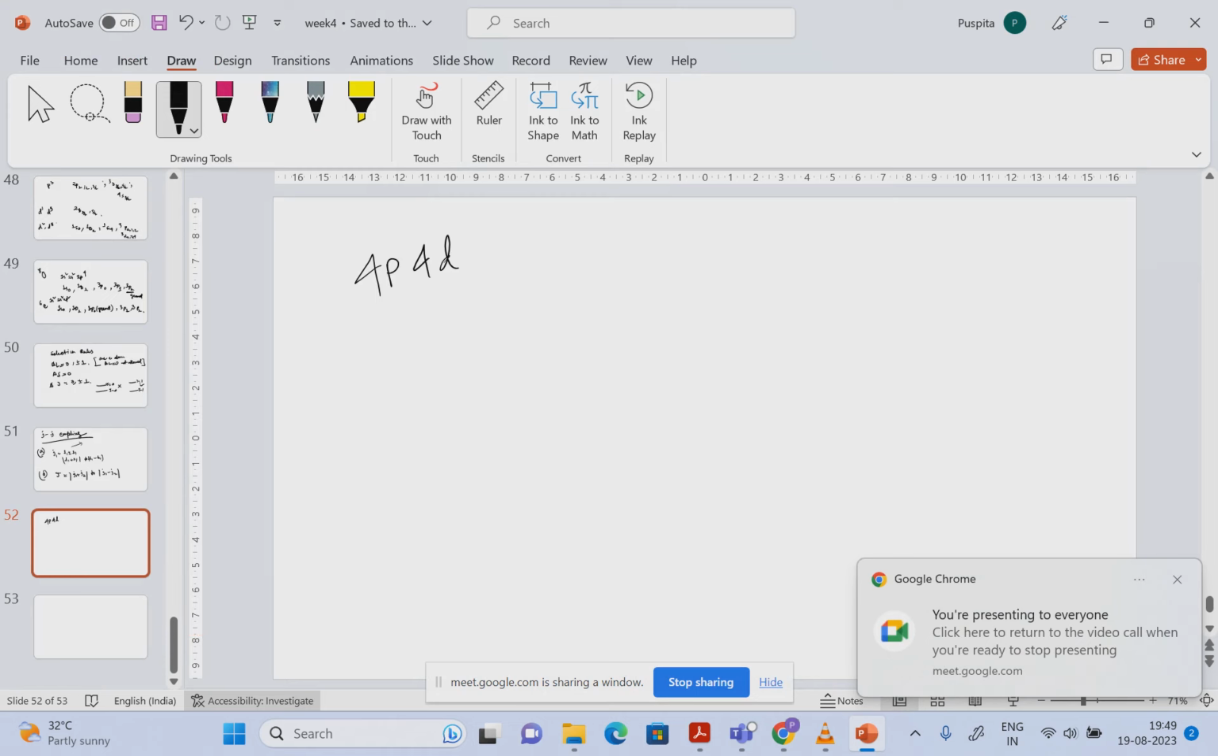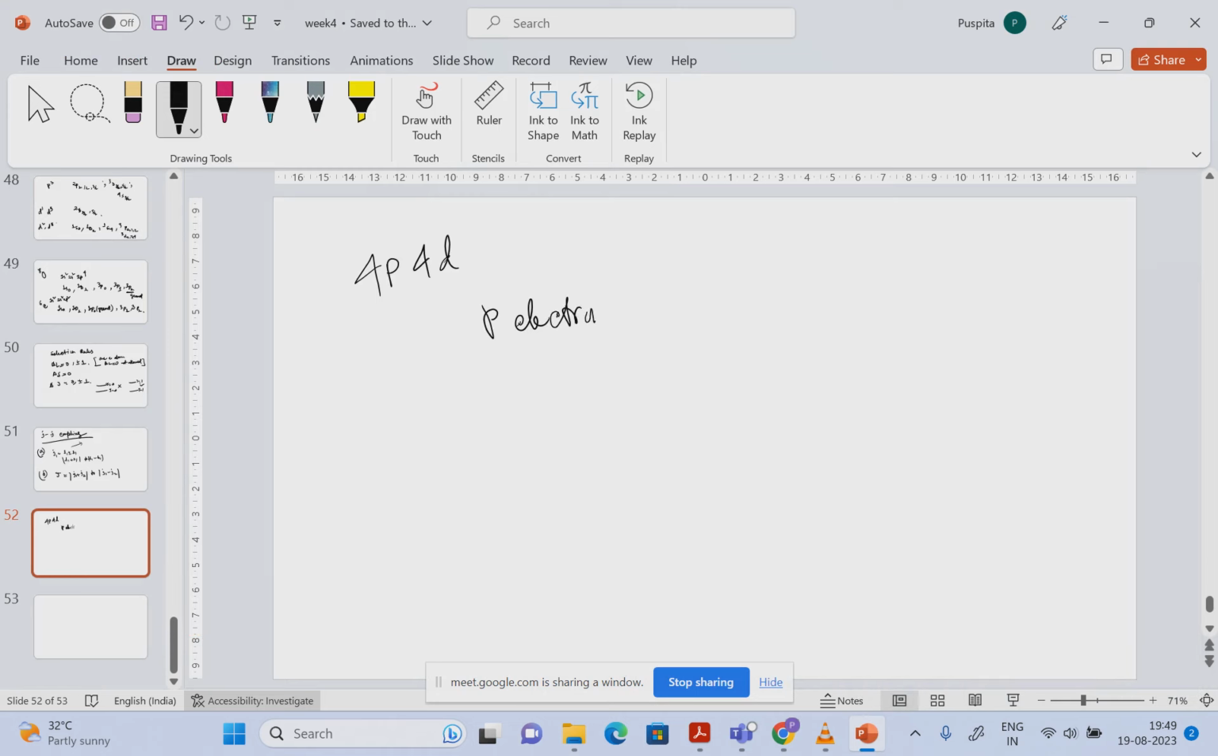So for the p electron, l1 is 1 and s1 is half. So j1 is equal to l1 plus s1 to l1 minus s1. So it is 3 by 2 and half. Between 3 by 2 and half, there is no other term.